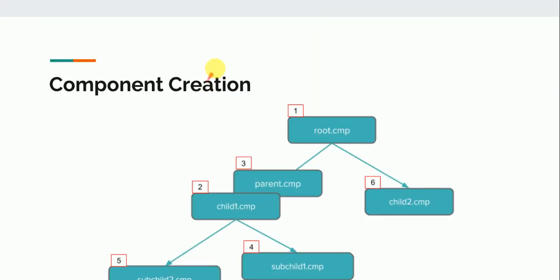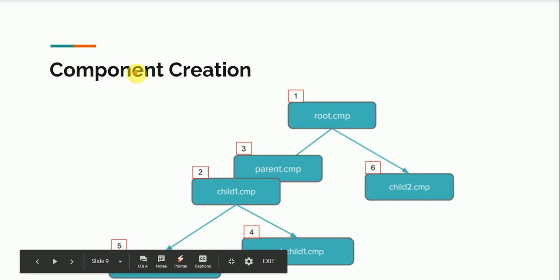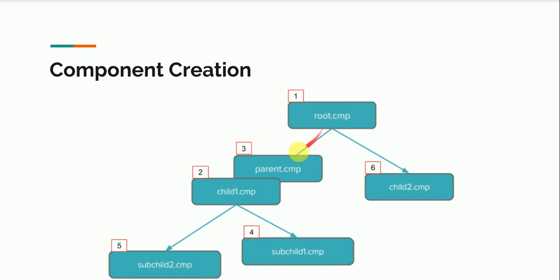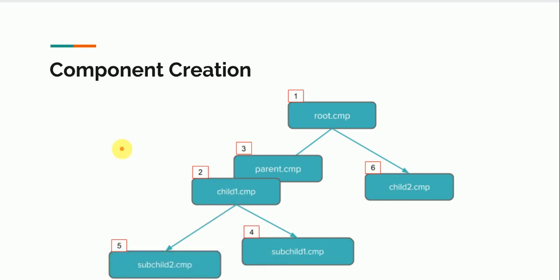So next thing is component creation. For the component creation, how does it work? You can see that this is a root component, and inside that root component we have a child component, that is parent component, and then we also have another child component, that is child2, and then inside parent component we have child1. Inside the child component we have two other components, subchild2 and subchild1.